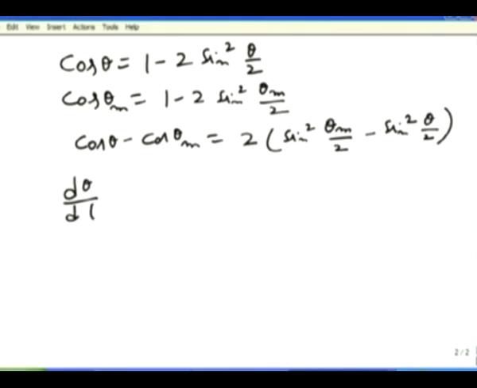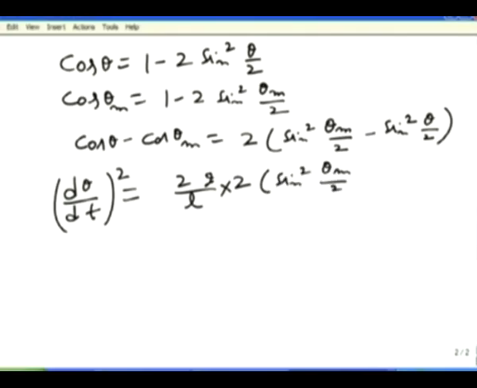So, now you have got the expression: d theta by dt whole square is equal to 2g by L times cos theta minus cos theta m. In place of that, this can be written as 2 times sin square theta m by 2 minus sin square theta by 2.